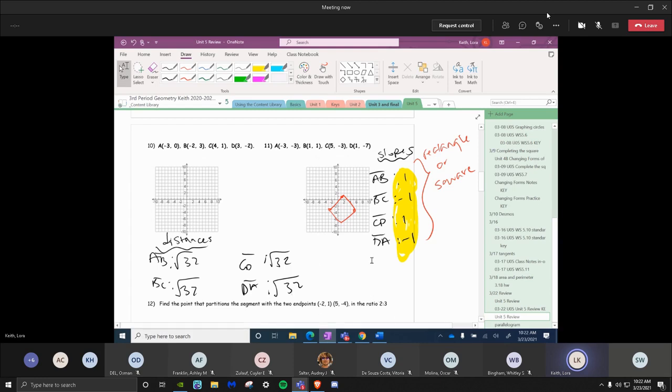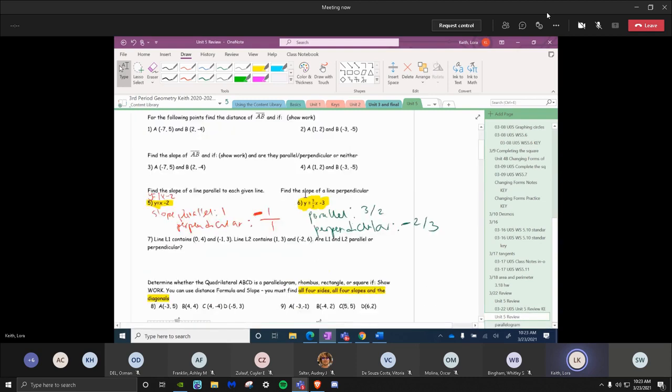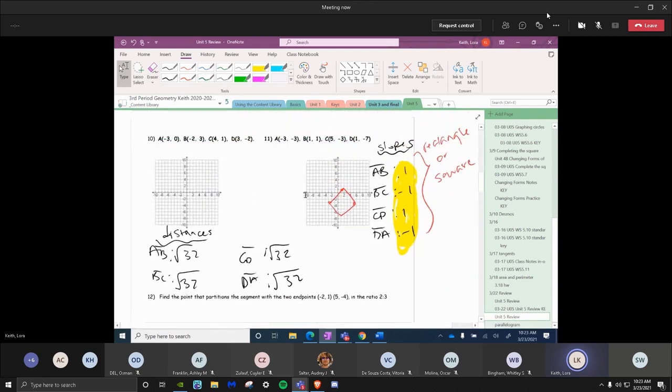So for the slopes, you're checking for parallel and perpendicular lines. For distances, you're checking for congruency. So is it going to be a square or a rectangle if all four sides are congruent? Yeah, so it must be a square. So because we know that all four sides are congruent, we know that this is a square.